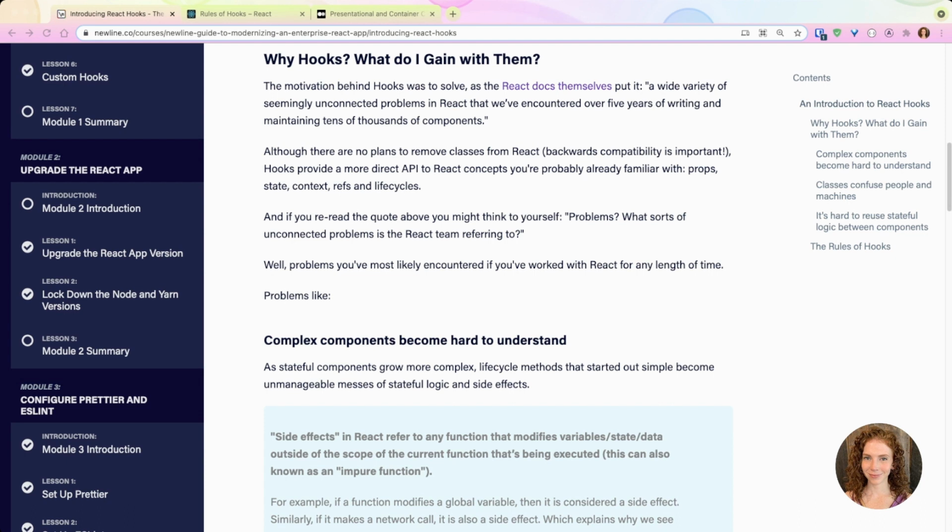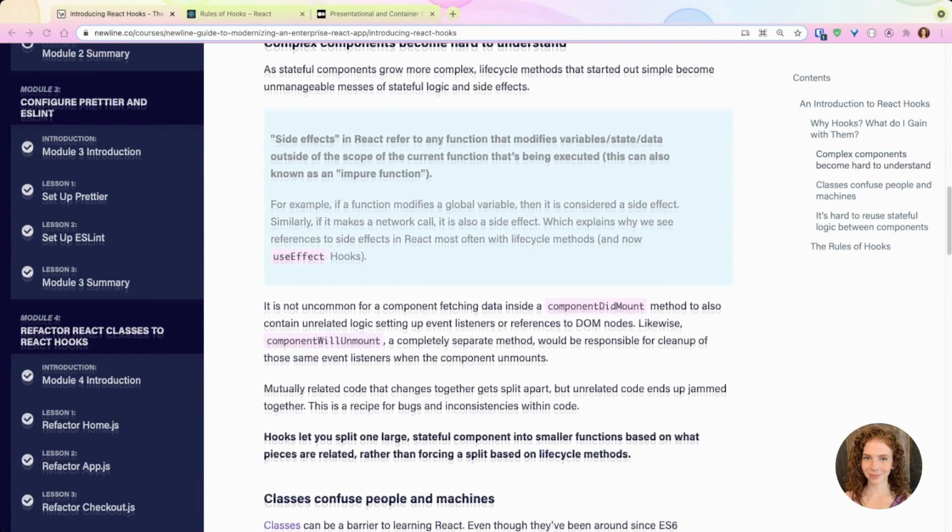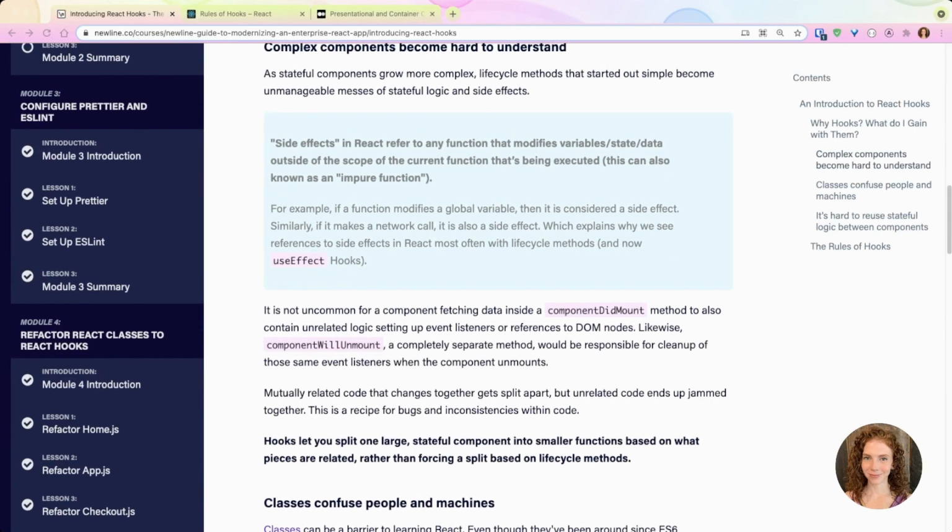So if you reread that quote from above, you might think to yourself, problems? What sorts of unconnected problems is the React team referring to? Well, you've probably encountered some of these problems if you've been working with React for any length of time. Problems might include things like complex components that become hard to understand. As stateful components grow more complex, lifecycle methods that started out rather simple become unmanageable messes of stateful logic and side effects. And when I talk about side effects in React, I am referring to any function that modifies a variable, a state, or data that is outside of the scope of the current function that's being executed. This is also known as an impure function if you are familiar with functional programming concepts.